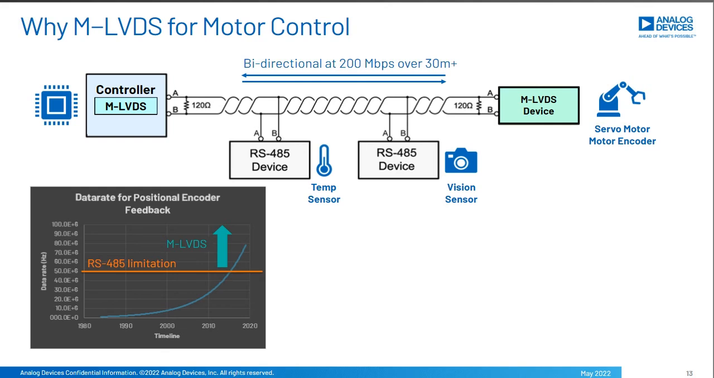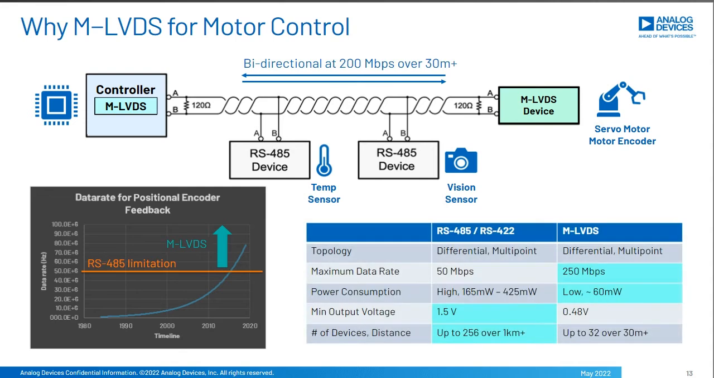If we compare RS-485 and MLVDS, we'll see that the maximum data rate and power consumption are where MLVDS brings its advantages. It is worth noting that the minimum output voltage has reduced versus RS-485, and your distance and number of nodes is a bit limited when compared with the traditional RS-485 network.